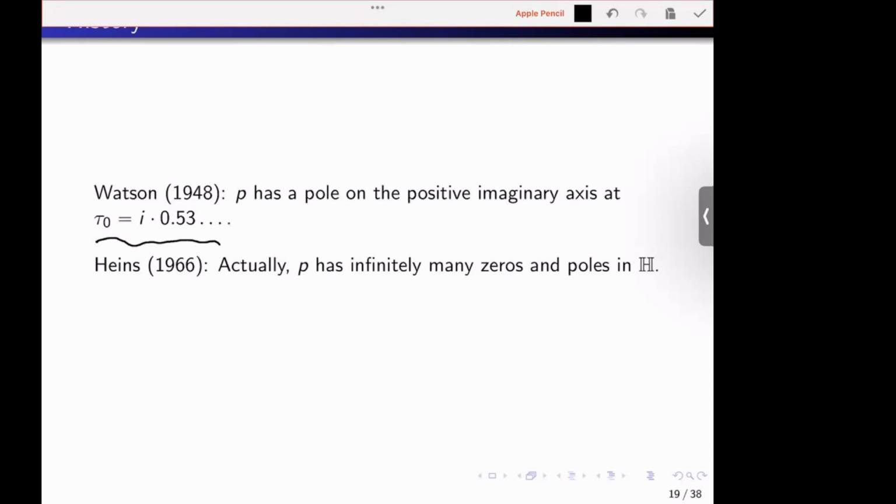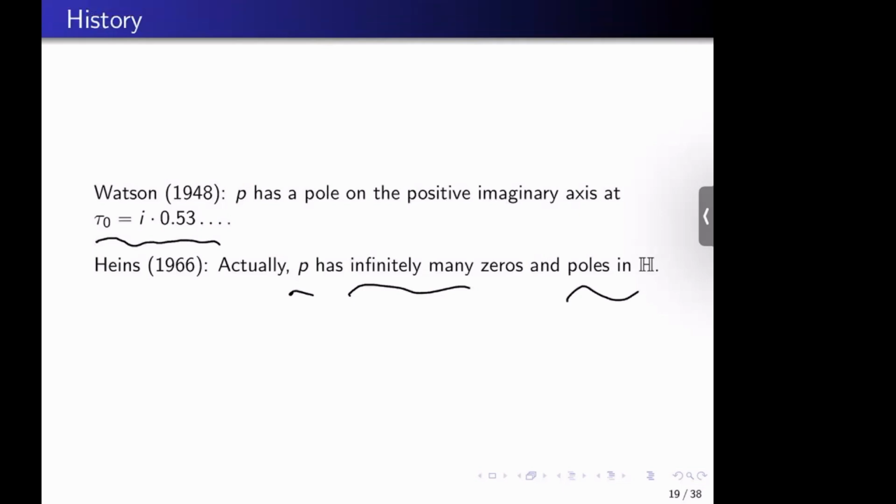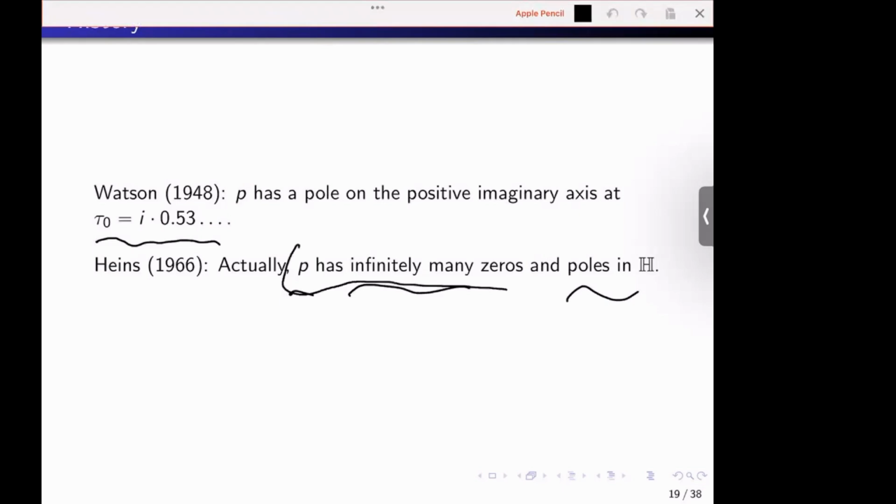Then later, Heinz actually also studied this function p, and he proved that it has infinitely many zeros and poles in the upper half plane. What Watson and Heinz both missed is that this function p admits, as we will see later, a very simple geometric description that immediately tells you that the function has to have infinitely many zeros and poles in the half plane. Heinz actually proved this theorem not by having an explicit description of the function p, but he used some very clever function theoretic methods to prove his result.